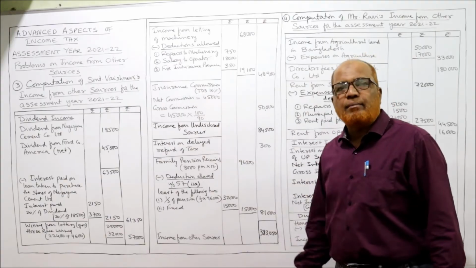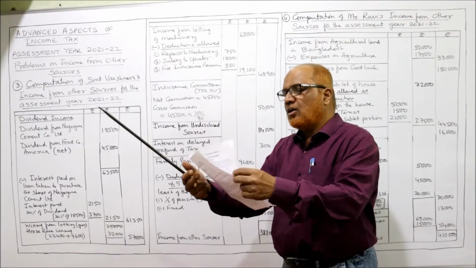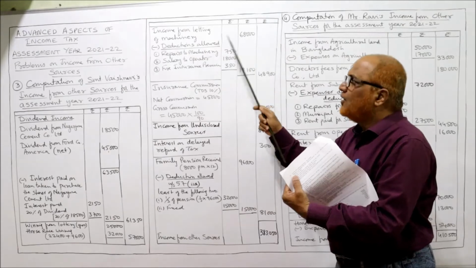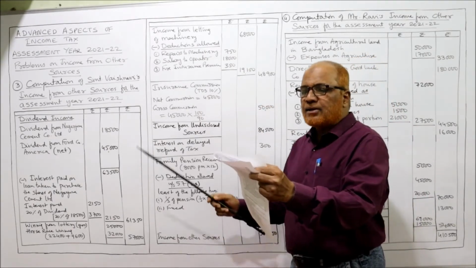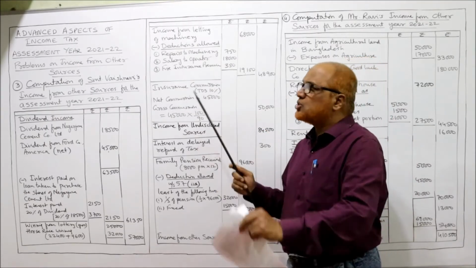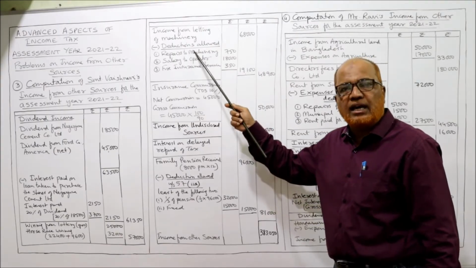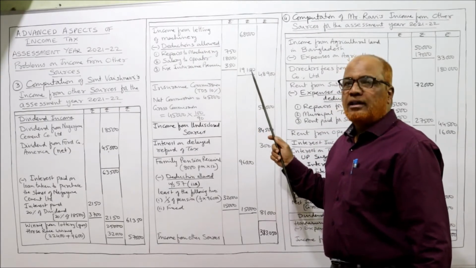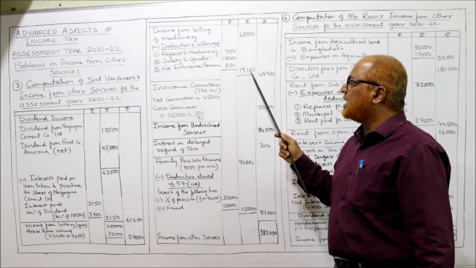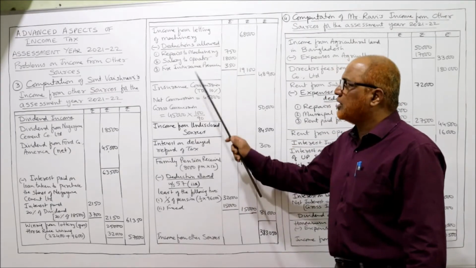Now third one is income from letting of machinery. So here, next page, it is given. Income from letting of machinery 68,000. From this, deductions are allowed. Repairs to machinery 750, salary of operator 18,000, fire insurance premium 350. These are the expenditure incurred to earn the income. So it will be allowed. The total of these three amounts is 19,100. Deduct: 68,000 minus 19,100. 48,900 is the income from letting of plant machinery.